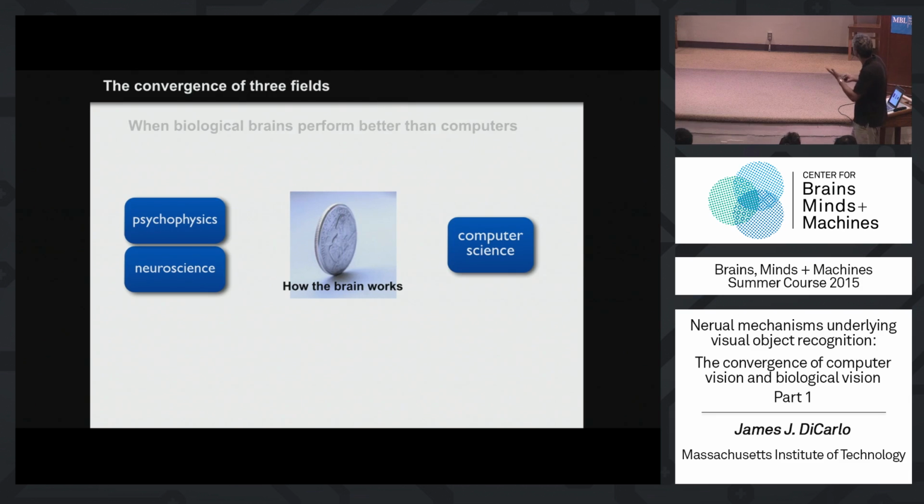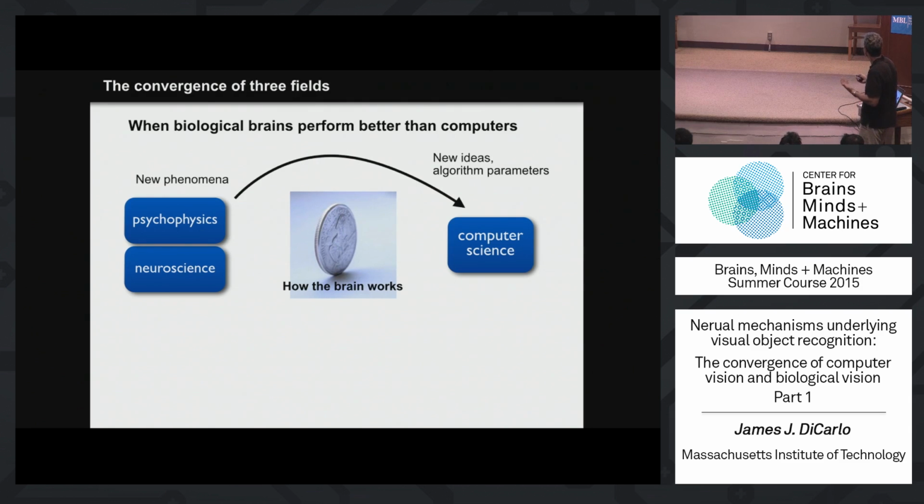And then, I mean, this is maybe pretty obvious, but when you have biological brains that are performing tasks better than current computer systems, machines that humans have built, then the flow tends to go this way. You discover phenomena or constraints over here. These lead to ideas that can be built into computer code, asking, hey, can I build a better machine based on what we discover over here?